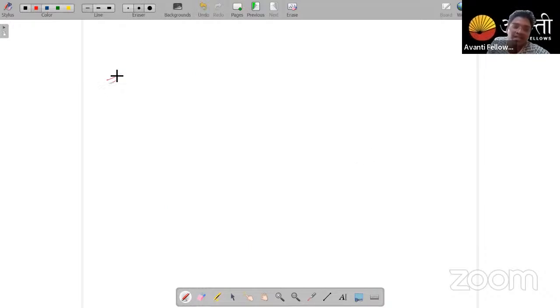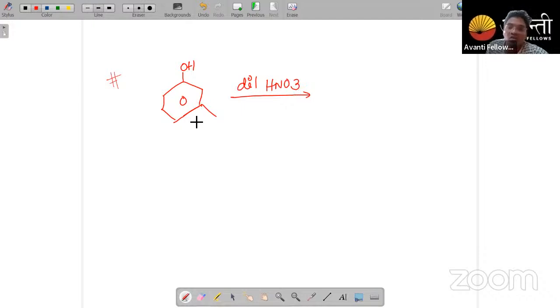So let's do one practice question so that we can proceed. Now see here, I just want to see how many of you can do this question. Yesterday I taught this topic. Now at the meta position you are having one methyl group. Let's suppose I'm treating with dilute HNO3. We already know this one. How will the dilute HNO3 be used?